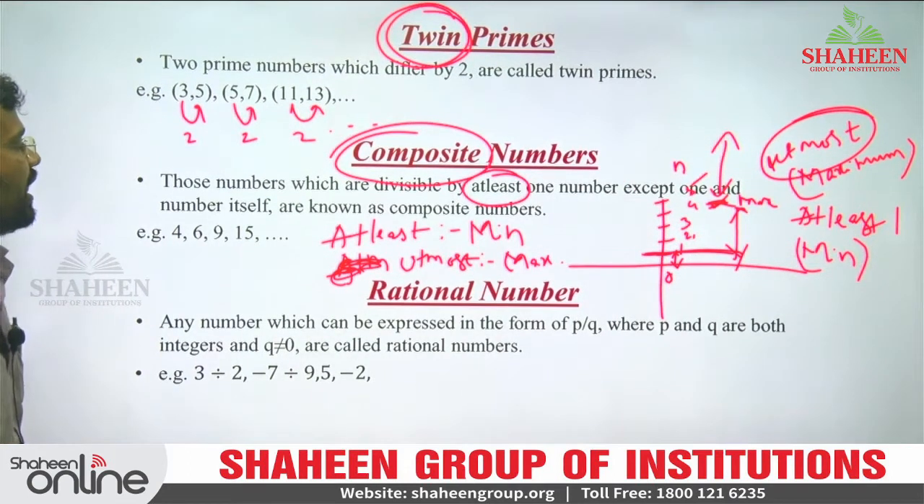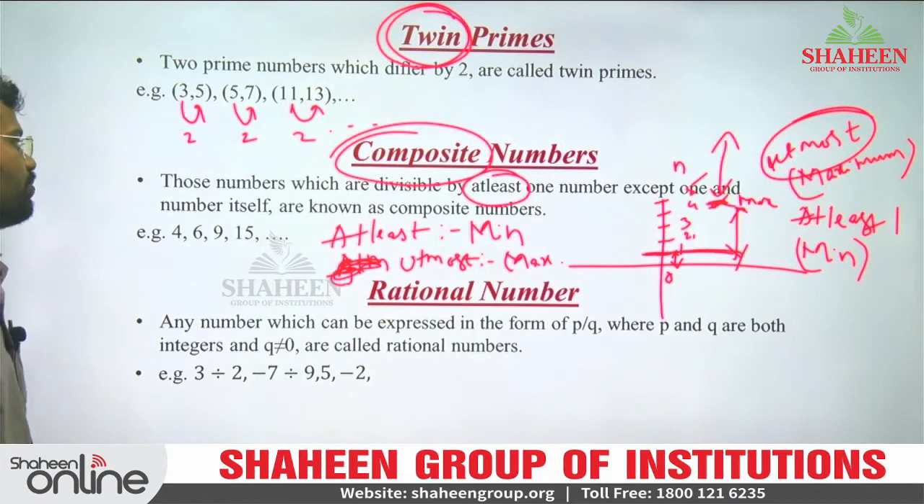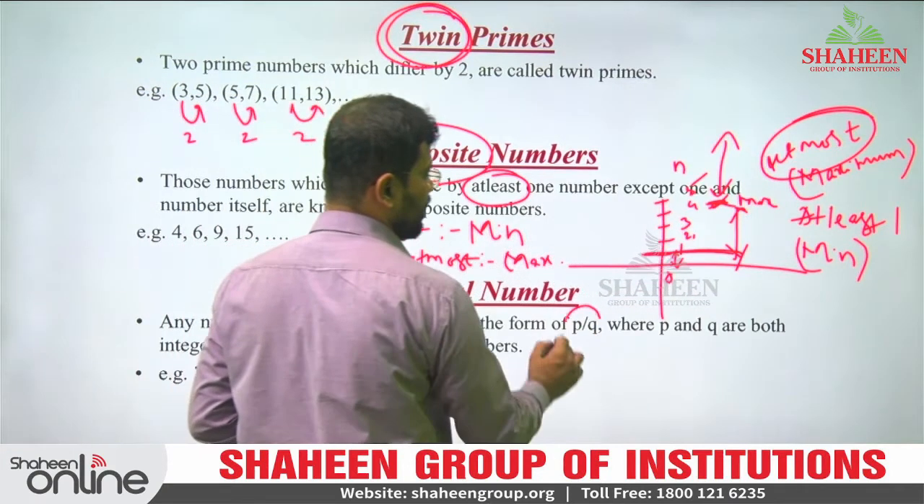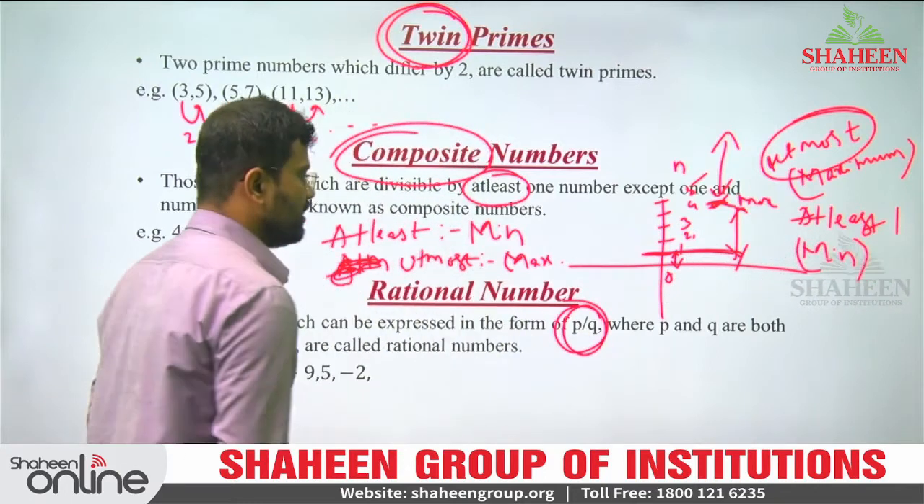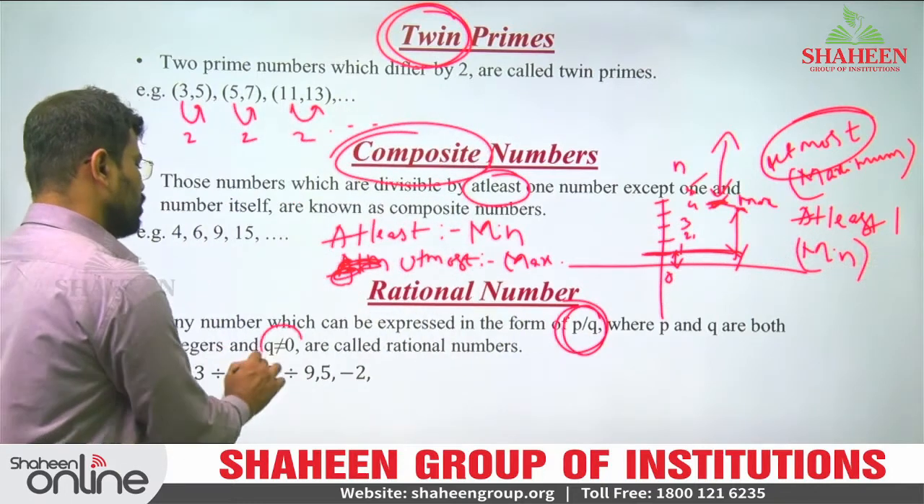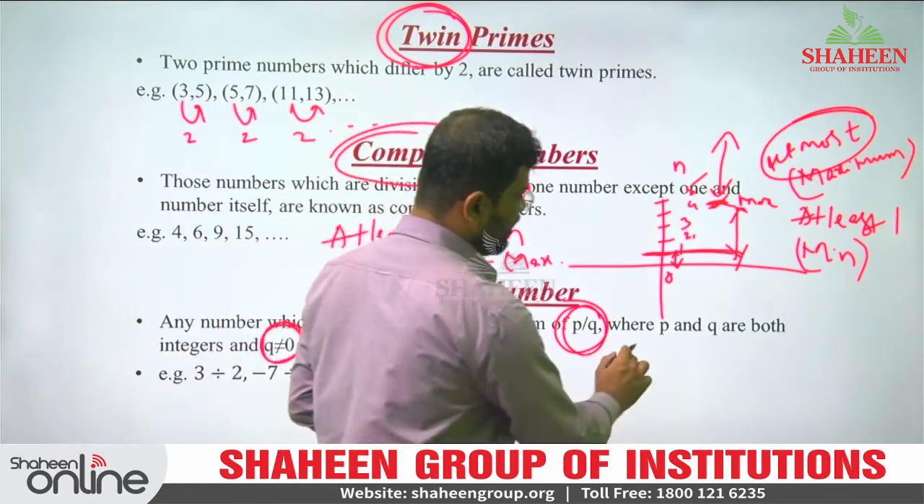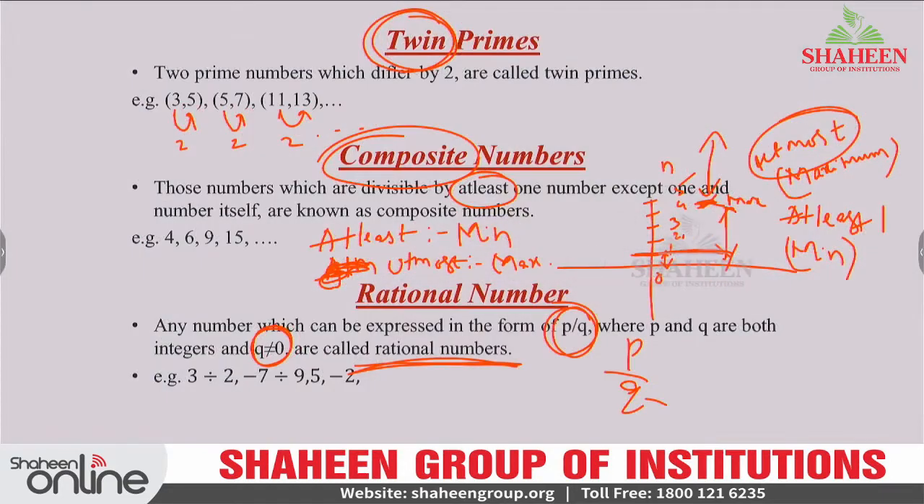Now let us move to the rational numbers. Any number which can be expressed in the form of P by Q, where Q is not equal to 0, is called a rational number. Why P by Q and Q is not equal to 0? Because P by 0 is infinity.